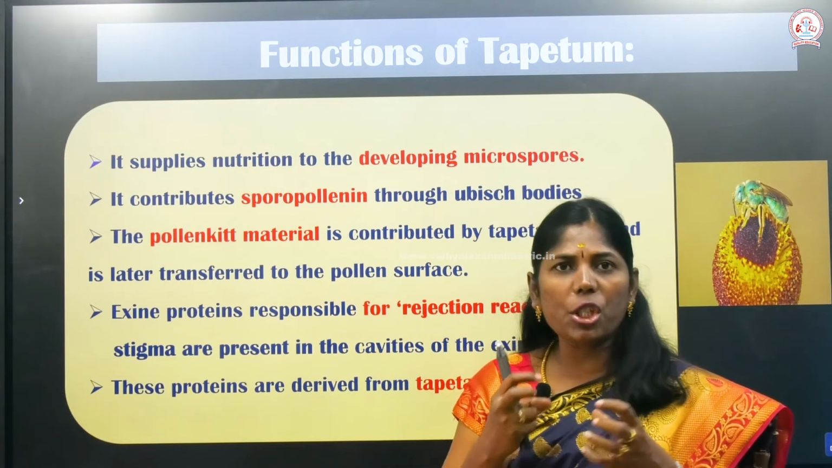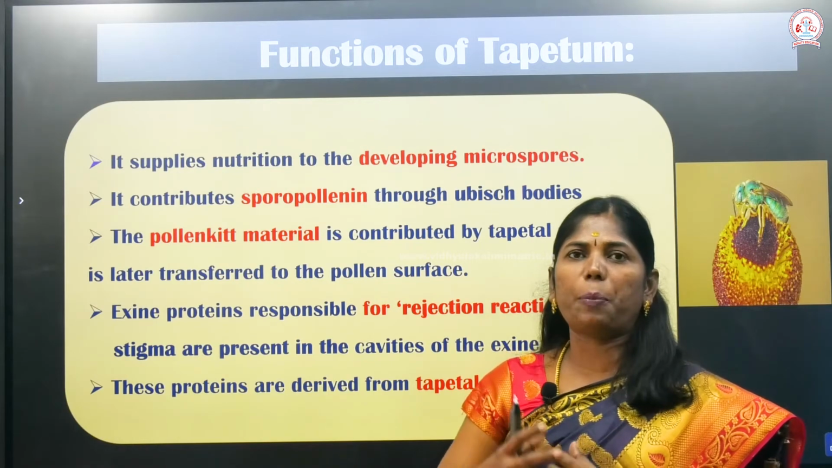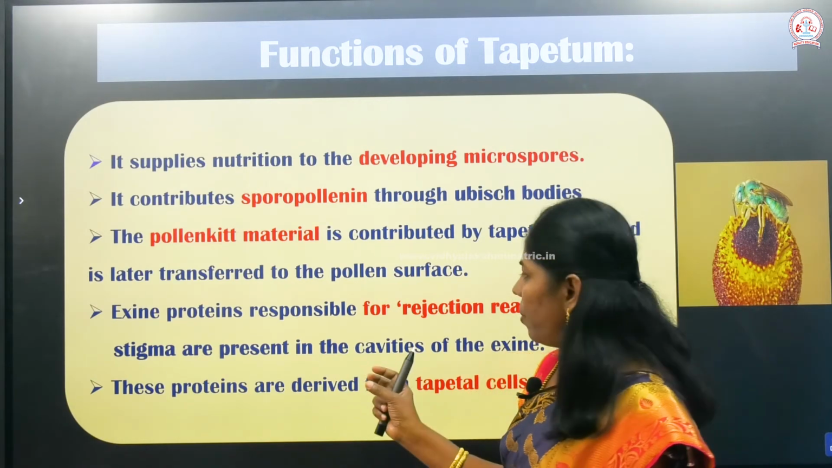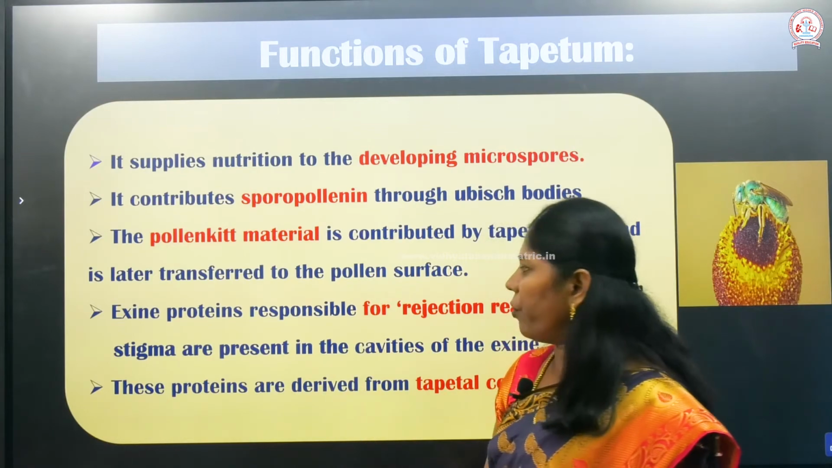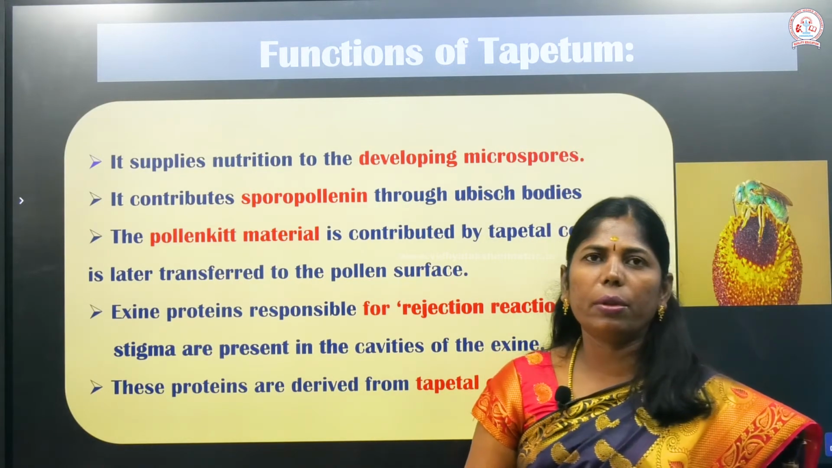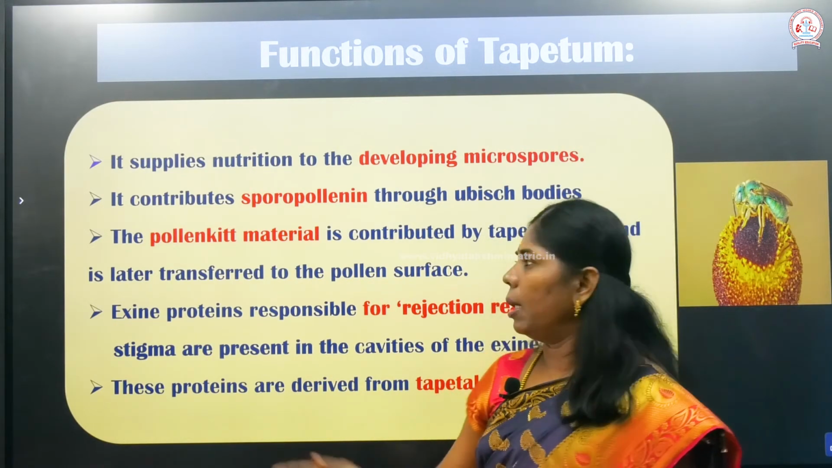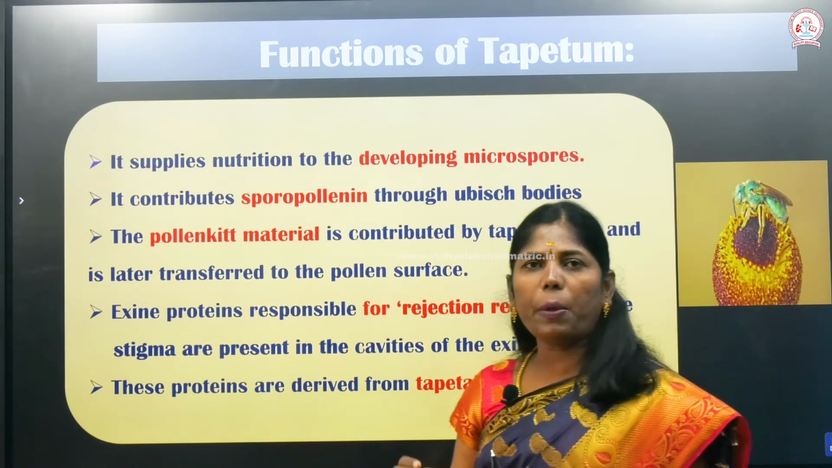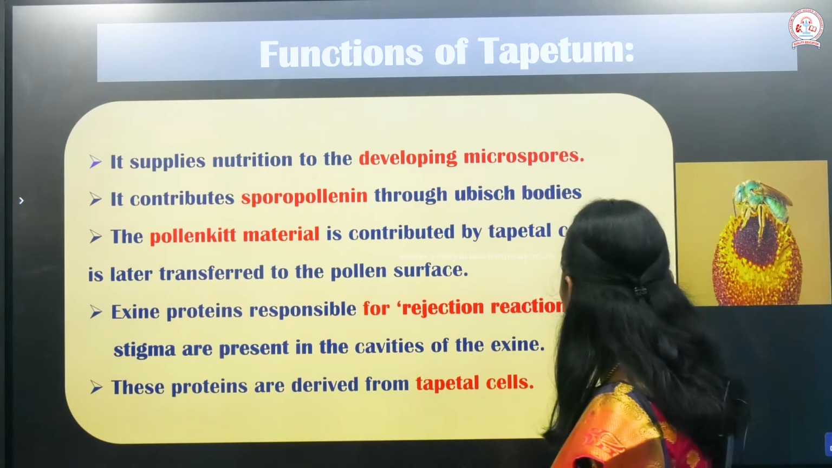Whether the stigma rejects or reacts depends on the exine proteins present in the cavities, and these proteins are derived from the tapetal cells. Okay, so these are very important points, everyone, important from the examination point of view.